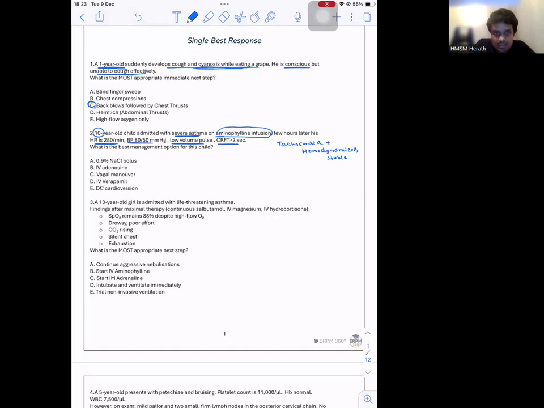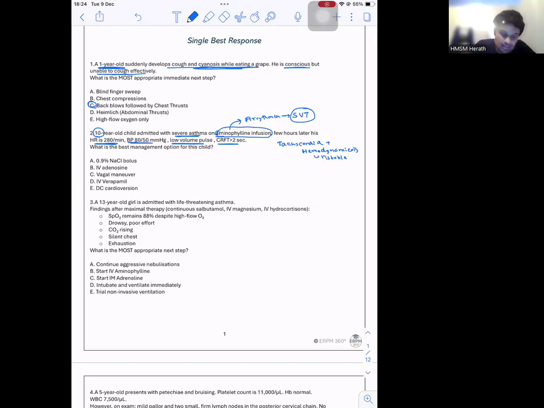Or we can assume that the child is having a certain form of arrhythmia, right? Why? Because as a side effect, aminophylline can cause arrhythmias, especially SVTs, supraventricular tachycardias. SVTs are common with aminophylline. Therefore, we can suspect that this child is having SVT along with hemodynamic instability.